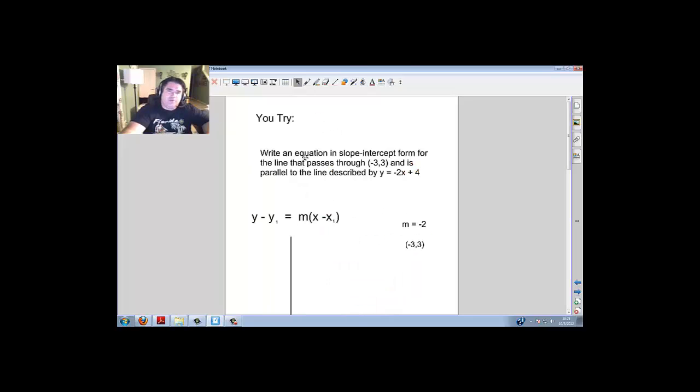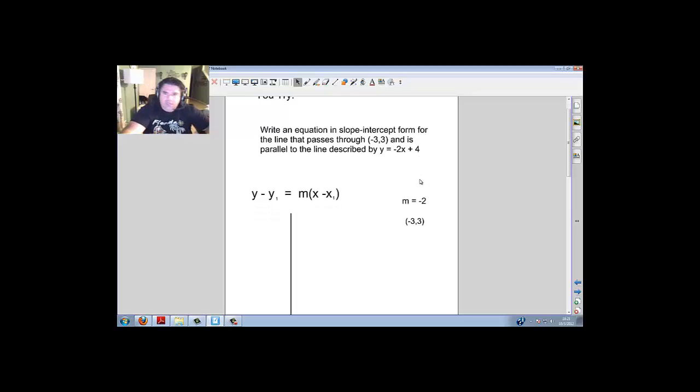Let's do a U-try. Write an equation in slope-intercept form for the line that passes through negative 3 comma 3 and is parallel to the line described by y equals negative 2x plus 4. Go ahead. And I hope that you paused and tried. Let's see what you did. So I have these here. Slope equals negative 2. I'm going through negative 3 comma 3.